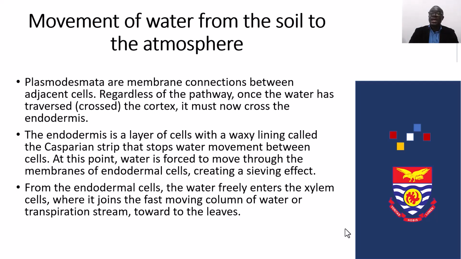Once the water has traversed the cortex, it must now cross the endodermis. The endodermis is a layer of cells with a waxy lining called the Casparian strip that stops water movement between cells. At this point, water is forced to move through the membranes of endodermal cells, creating a sieving effect. From the endodermal cells, the water freely enters the xylem cells, where it joins the fast-moving column of water, or transpiration stream, toward the leaves.